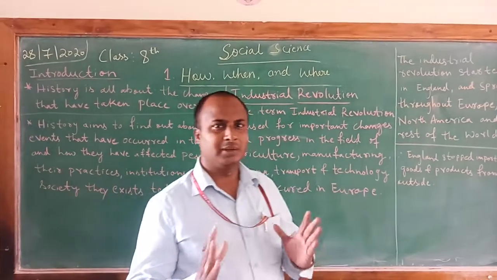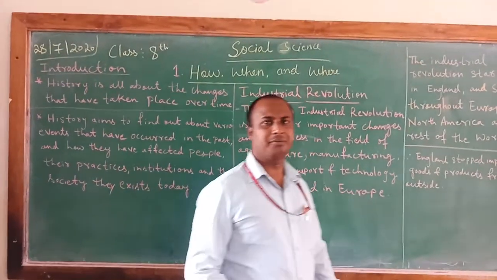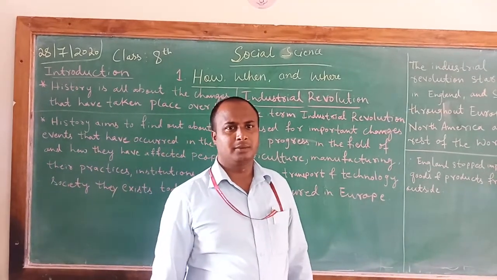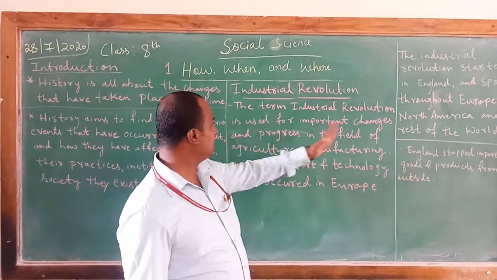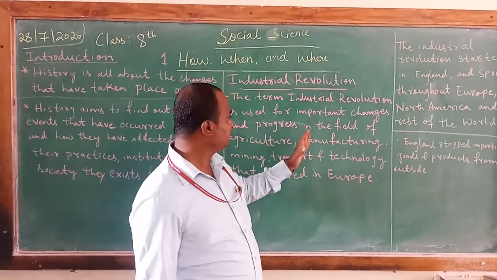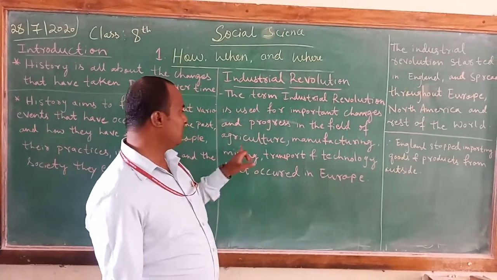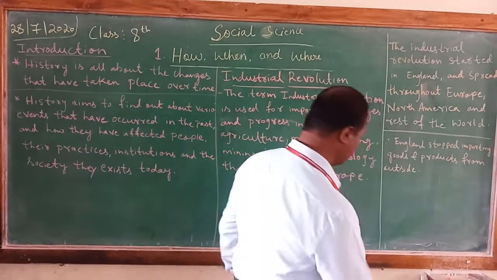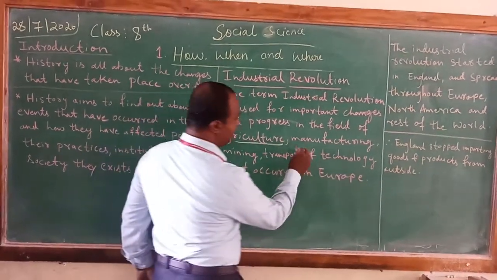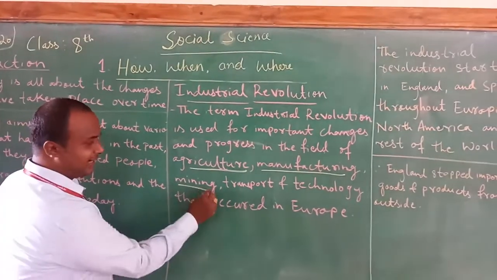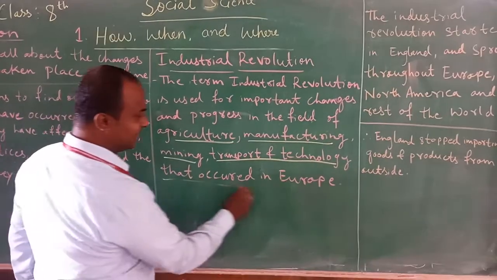Students, now we shall discuss the industrial revolution and its effects. First we shall try to know what the industrial revolution is about. The term industrial revolution is used for important changes and progress in the field of agriculture, manufacturing, mining, transport and technology that occurred in Europe.